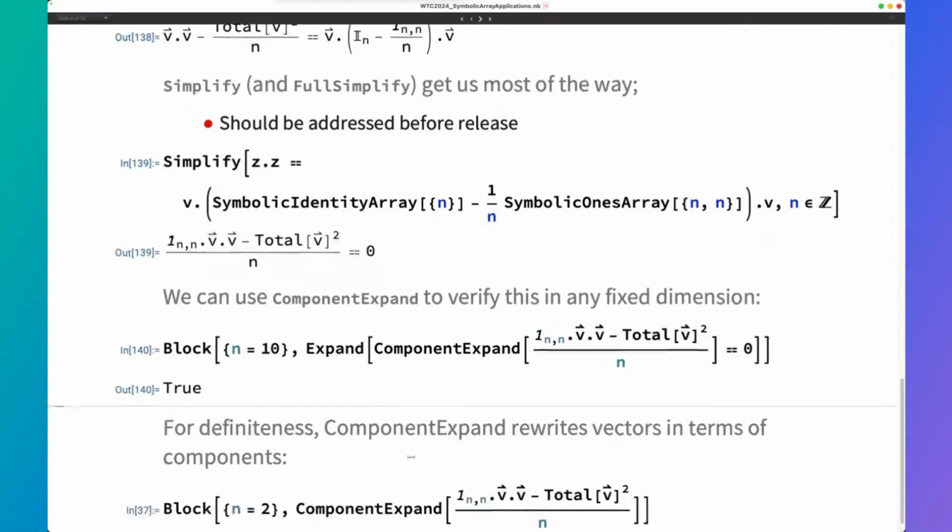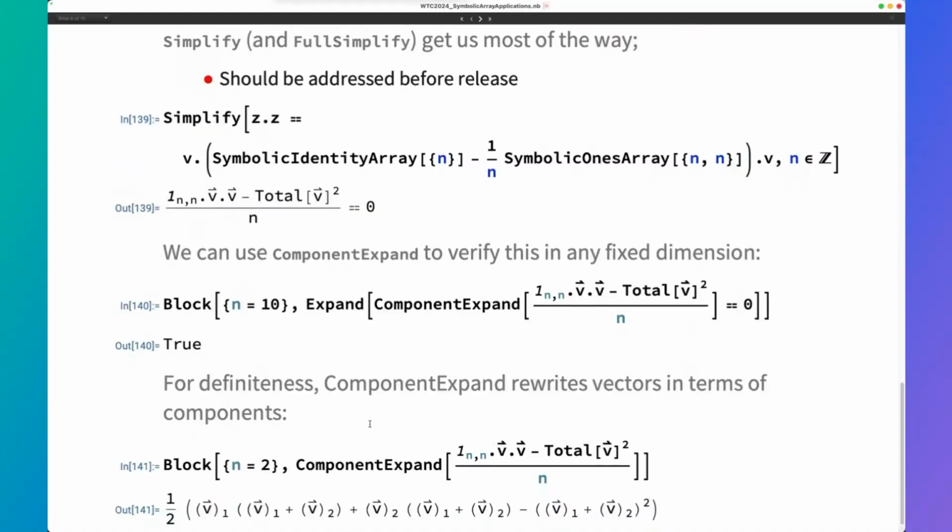And just for definiteness, what ComponentExpand does is it takes an expression and replaces all the arrays with indexed components. I need to choose a finite dimension because it can't write out n components for us. So here I'll just do it with n equals 2. You can see all the v's have been replaced with v1 and v2. And we multiply this out. And then if we were to expand this product, we would get 0.